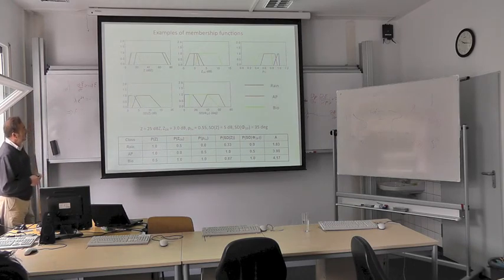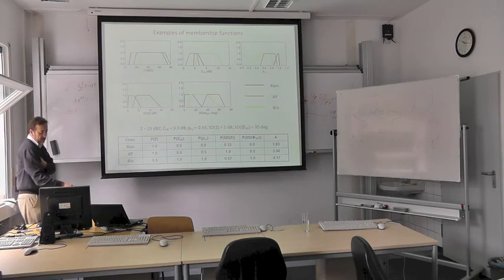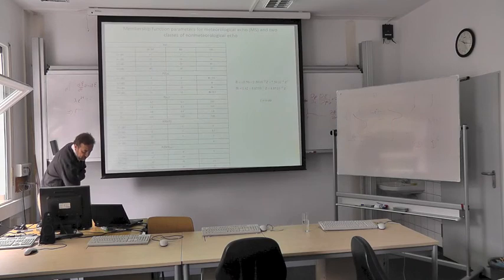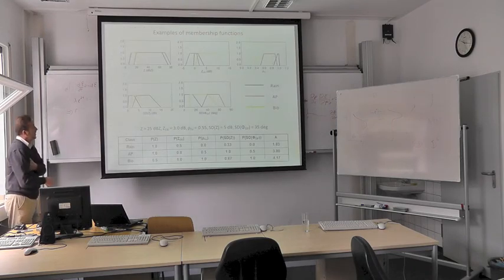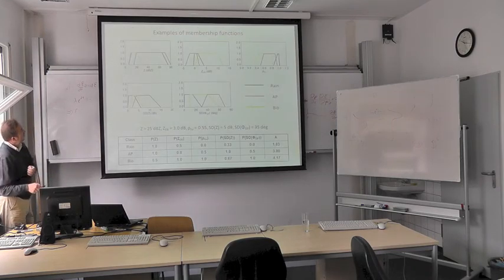All right, let's say that we have a typical membership function from the previous table. So you can find out all these parameters here. For rain, this is a rain membership function. This is ground clutter, anomalous propagation, biological. For rain, that's the membership function for radar reflectivity. And this is a membership function for biological scatterers, low reflectivities.